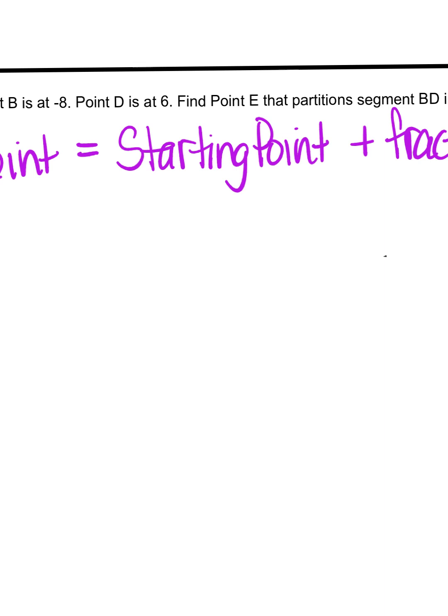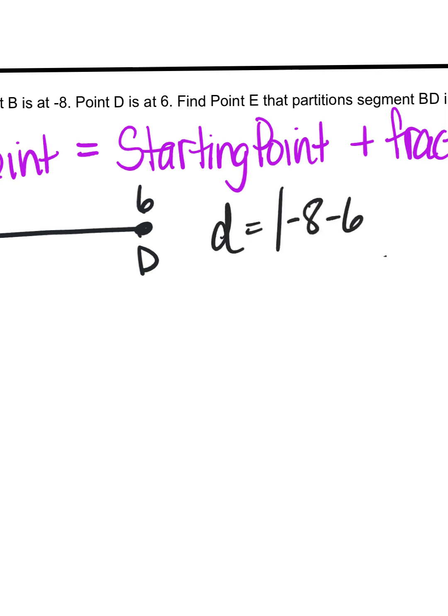So the first thing I'm going to do is draw a line BD. So I'm going to draw a line segment BD, which is located at -8, 6. So the first thing I'm going to do is find the distance of this line segment because I'm going to need it. So the distance is -8 minus 6. So your absolute value, first number minus second number, which is -14. The absolute value of -14 is 14. So this is my distance.